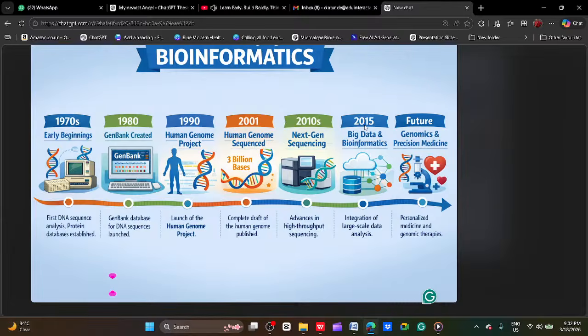But from 2015 upward, that is the era of big data and bioinformatics. That was when bioinformatics gained popularity, and people started learning it. They started seeing biology from a different angle, up to today. And the future, just like I told you, is the era of genomics and precision medicine, which is going to lead us to personalized medicine.